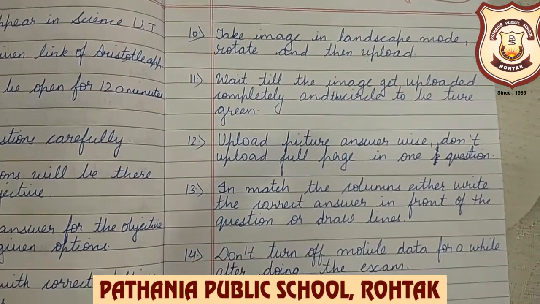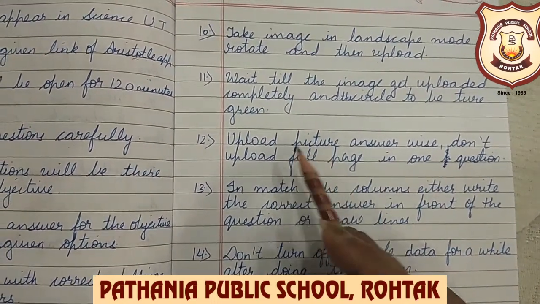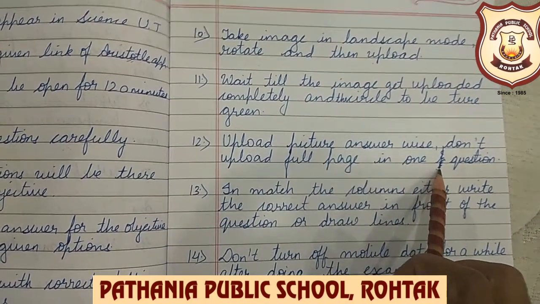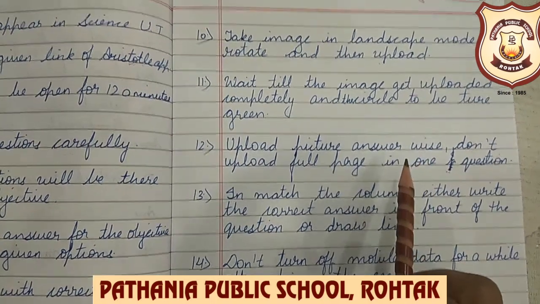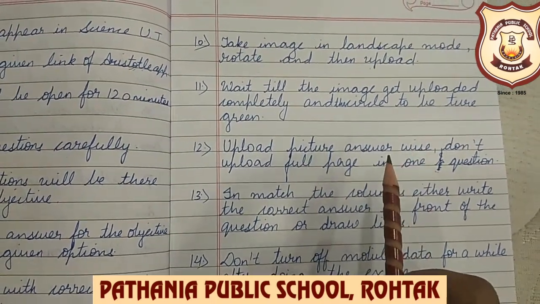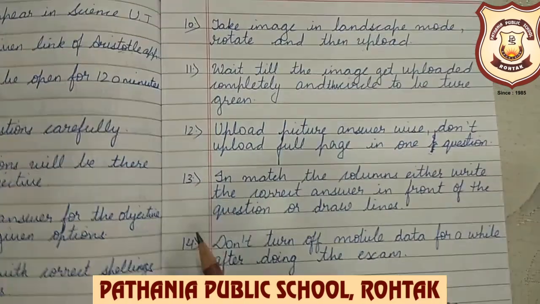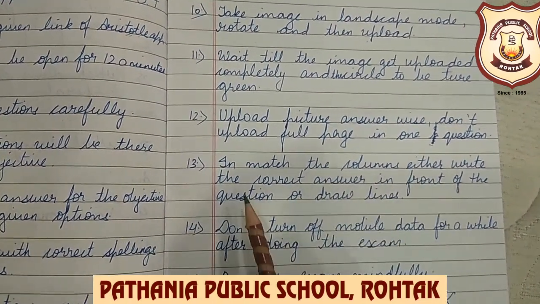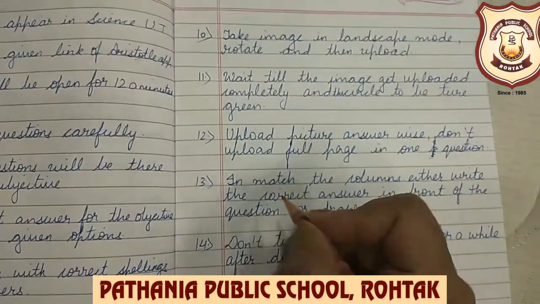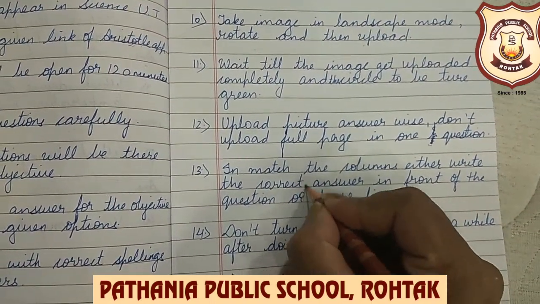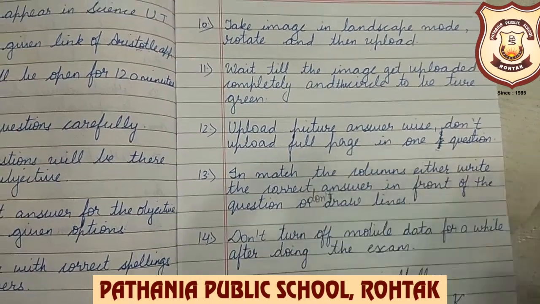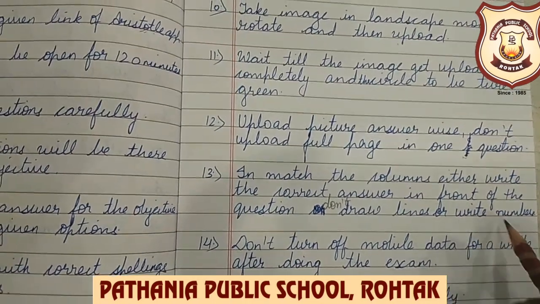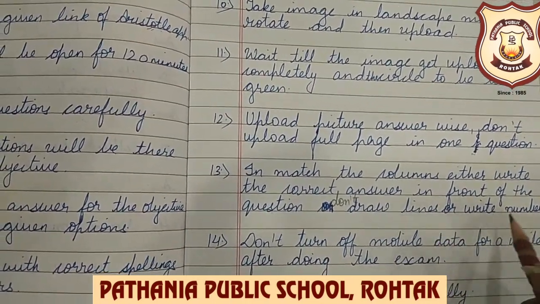Right? Upload picture answer wise. Yes beta, upload picture answer wise. Do not upload full page in one question. Upload your picture answer wise, crop it and upload just the answer of the given question, right? In match the columns beta, either write the correct answer in front of the question or do not draw lines. Do not draw lines or write numbers, right? You can write numbers also.